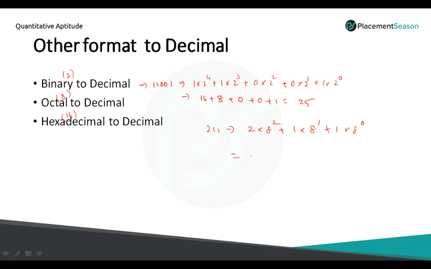So 2 into 8 square is 64. It is 64 into 2, 128, plus 8 plus 1. So 128 plus 8 plus 1 is 137.